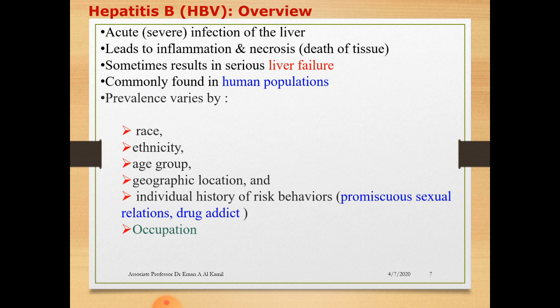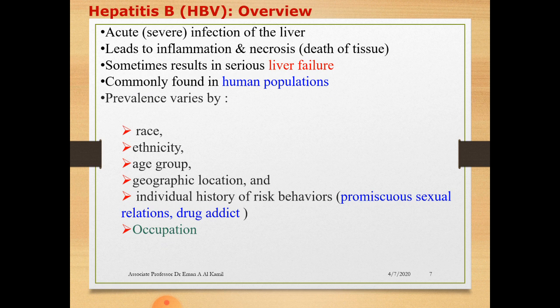Hepatitis B virus causes an acute viral infection of the liver, and this infection leads to inflammation and necrosis, or death, of the liver cells. It leads to fatty changes and also to cirrhosis of the liver, and later on to the complication of liver failure. It is commonly found in the human population, so it is a disease of humans. Only humans have this infection.